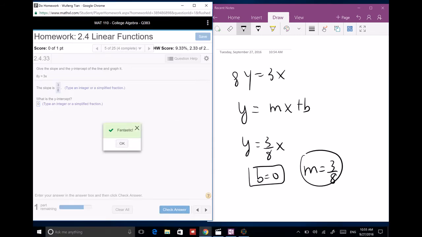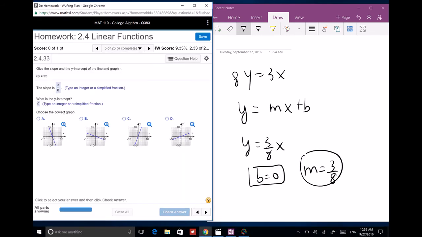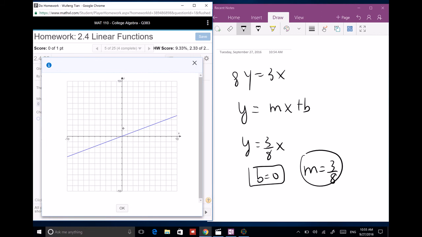Check answer. Okay, it's a pretty simple one too. Rise over run is 3 over 8. This one passes through (0, 0). Rise 3, run 8. If you look at this one, rise 3 units, and run 1, 2, 3, 4, 5, 6, 7, 8 is to here.